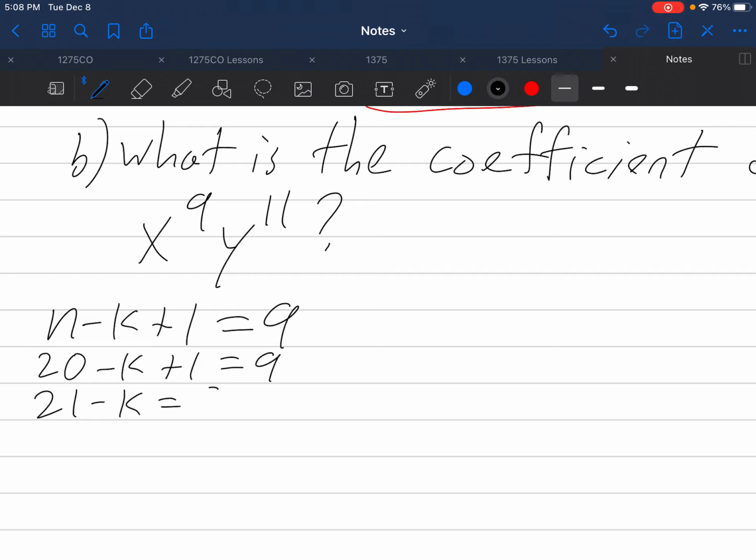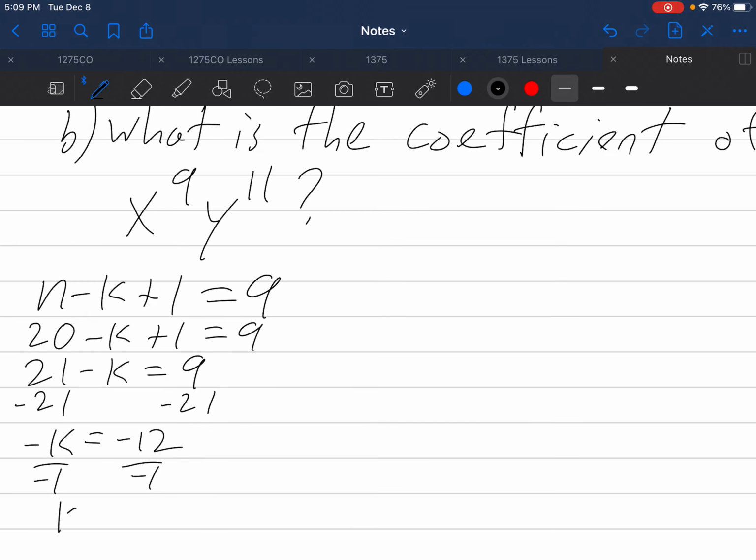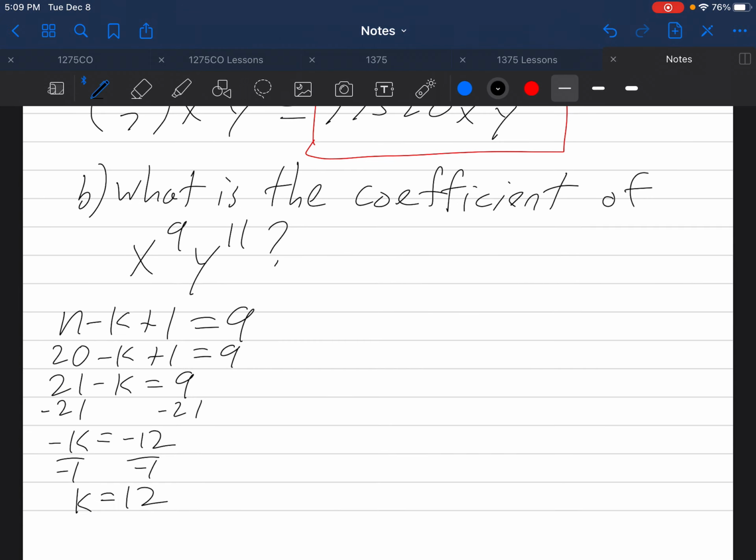That makes 21 minus k equal to 9, right? 20 minus k plus 1 is equal to 9. Subtract 21 from both sides. Negative k is equal to negative 12, 9 minus 21. Divide by negative 1, and that means k is equal to 12, right? That means this is actually the 12th term in this binomial expansion.